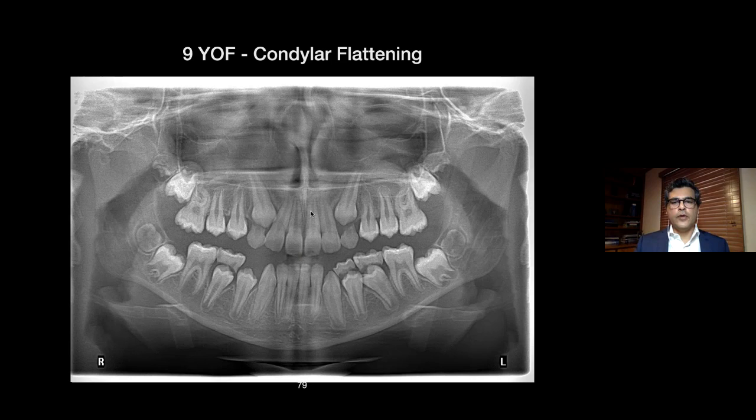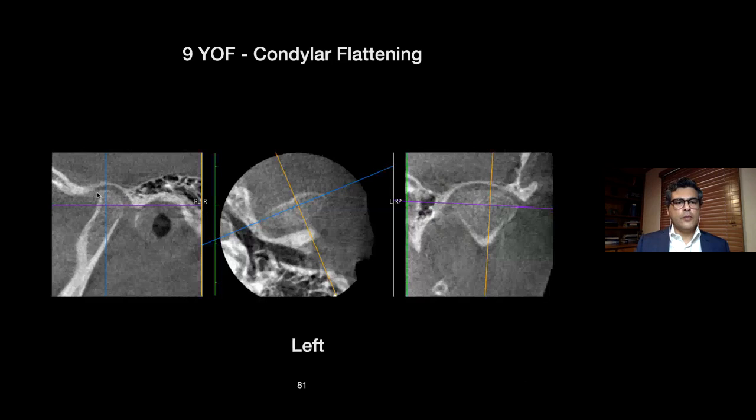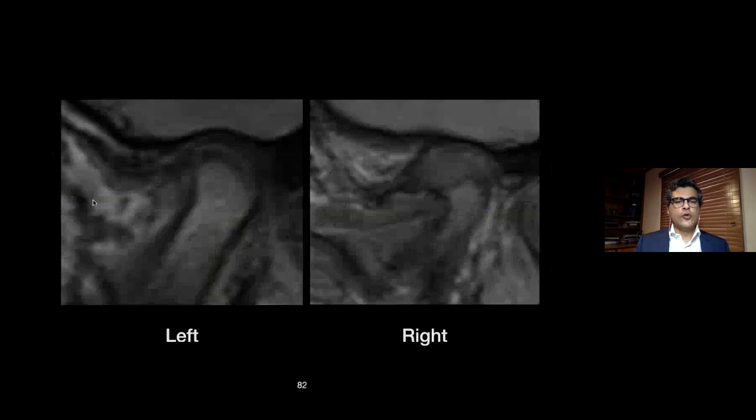So a CBCT scan was taken. This is the right side, the right condyle. As we can see, there is flattening of the condyle, there's osteophyte formation here, there is subcortical cystic degeneration, or Ely's cyst, and the fossa has been remodeled, and there is an increase in joint space here in the anterior and superior parts of the joint. On the left side, things are better, but still there is flattening of the posterior superior surface of the condyle, and there is perhaps some reduction in joint space, and there is flattening of the articular eminence.